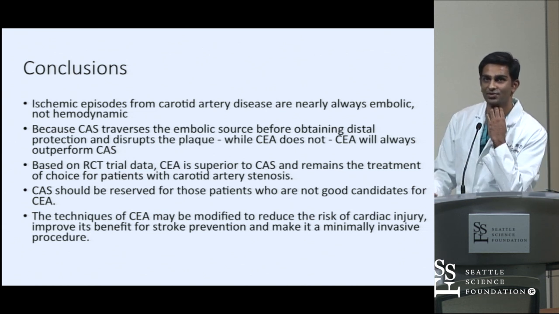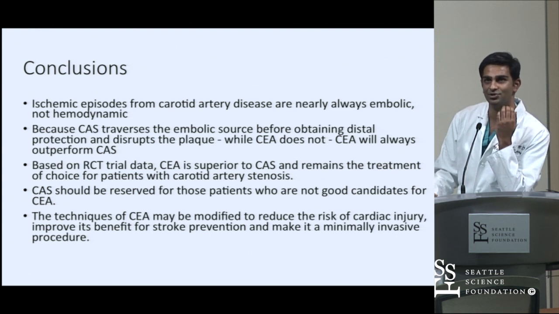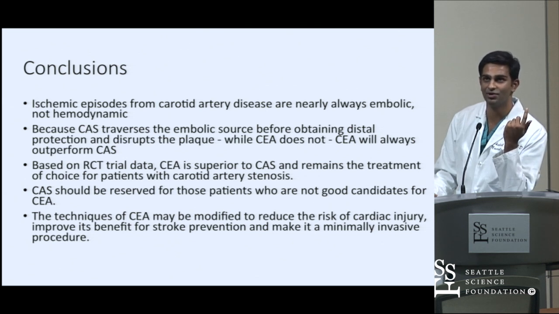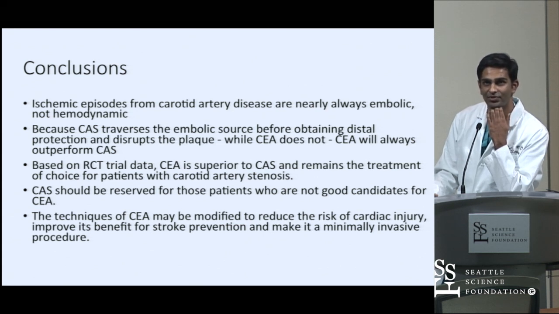carotid artery stenting in patients who are ineligible for surgery, have had prior carotid artery surgery or prior radiation to the neck or any type of neck surgery that would limit your surgical capabilities to do CEA. And in the end, you have to just talk to your patient and see what they would prefer based on the risks of each procedure involved.